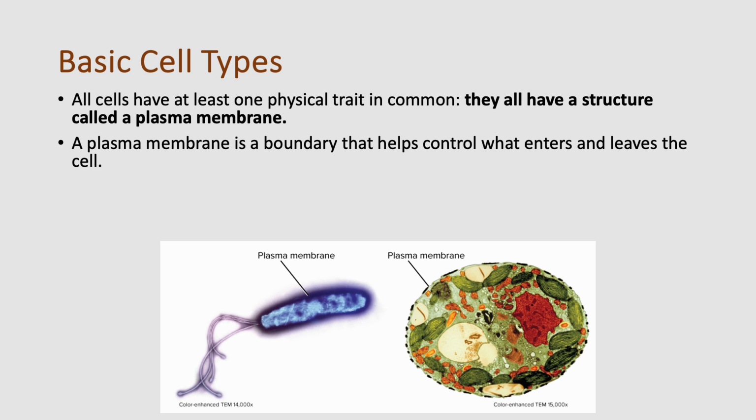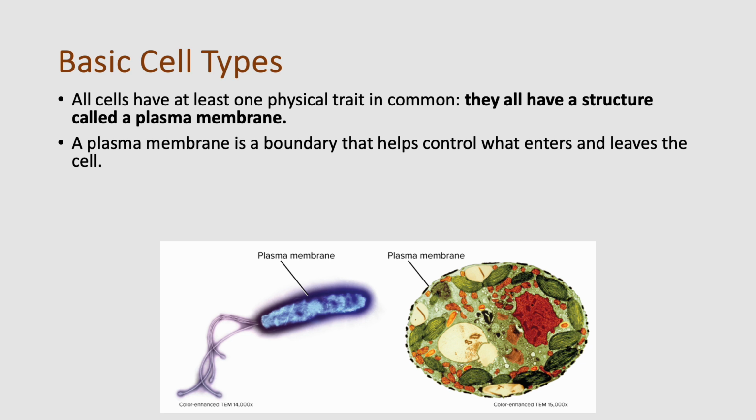Now, a plasma membrane is a boundary that helps control what enters and leaves the cell. Cells need to maintain equilibrium. So certain things have to be able to come in freely, and other things need to be controlled on how they come in or leave.